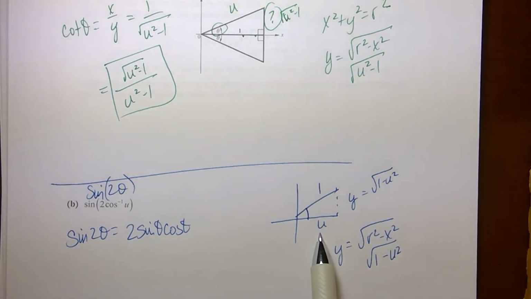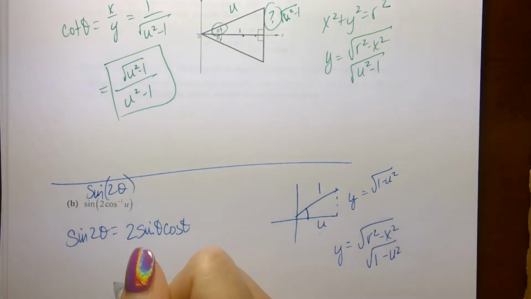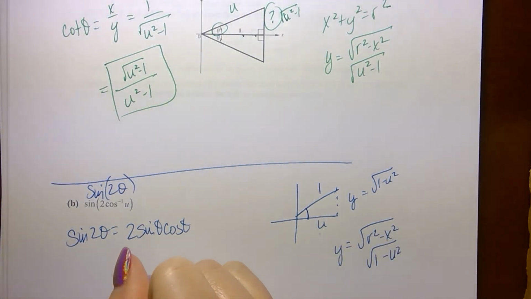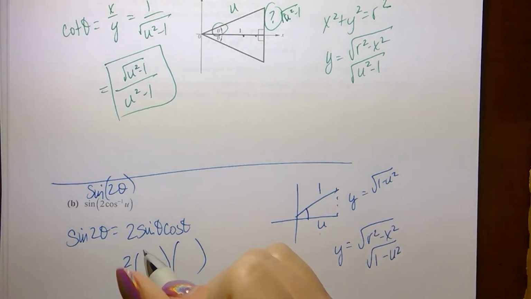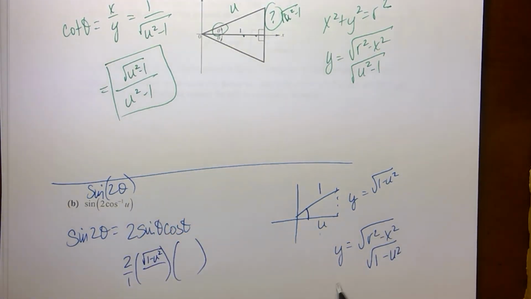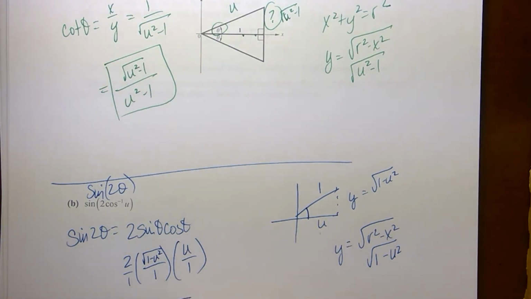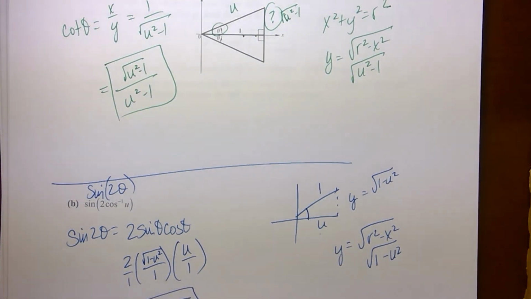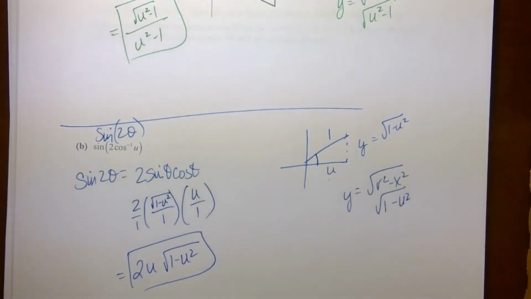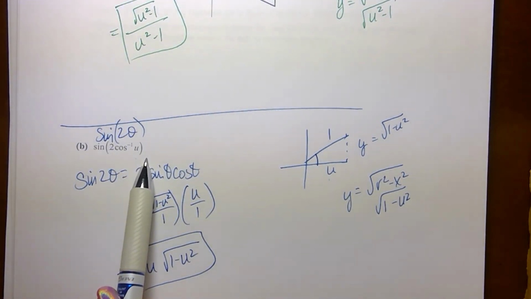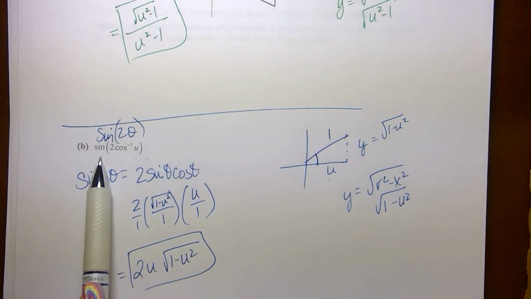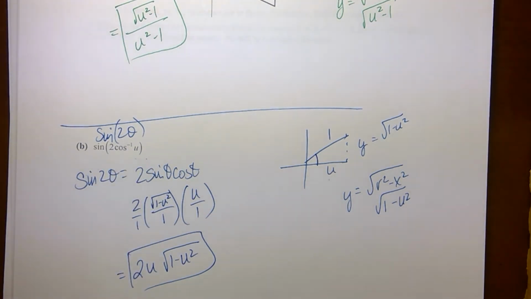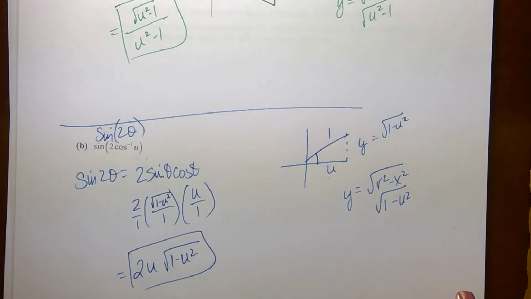So I've got x, y, and r. Sine of the double angle is 2 times sine, which is y over r, times cosine, which is x over r. Look at that, I didn't need that denominator of 1. We've got 2u times the square root of 1 minus u squared. The important thing to remember about these is that when I'm given an inverse function value inside and something else on the outside, this is just information about the angle, and I am trying to find the angle.